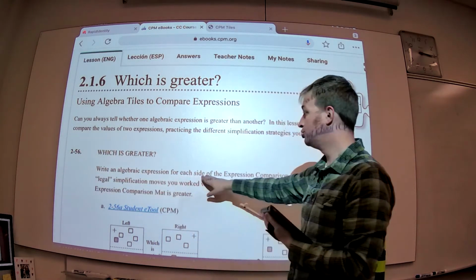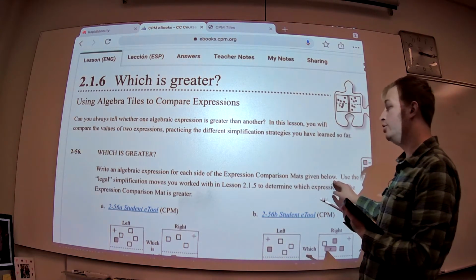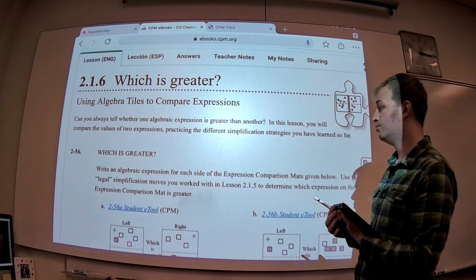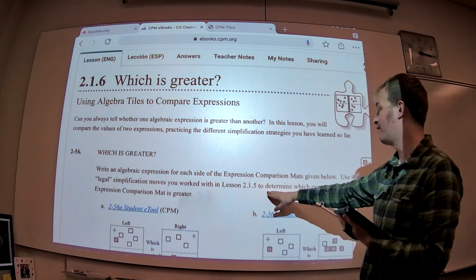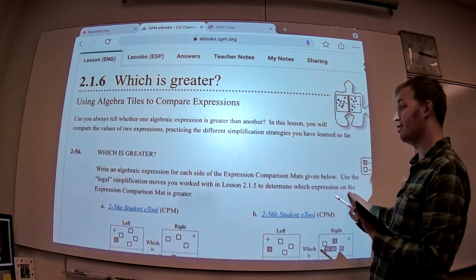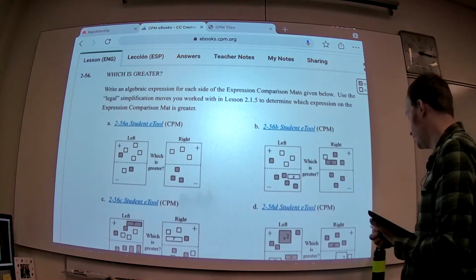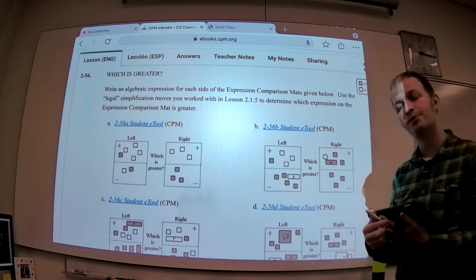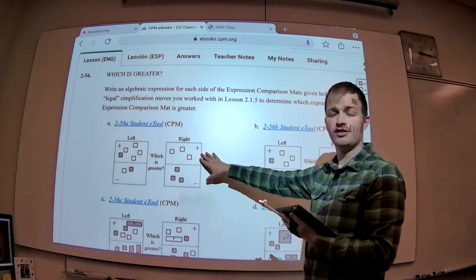Write an algebraic expression for each side of the expression comparison mat given below. Use the legal simplification moves you worked with in lesson 2.1.5, so our last lesson, to determine which expression on the expression comparison mat is greater. So yesterday we talked about Carl, and he was showing us the different legal simplification moves. So I'm going to quickly go over those just as a reminder.